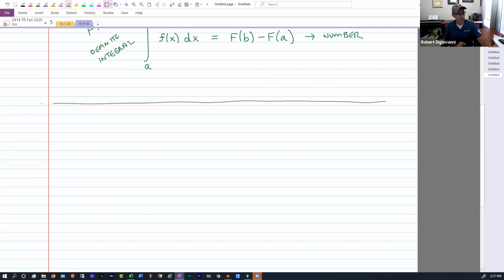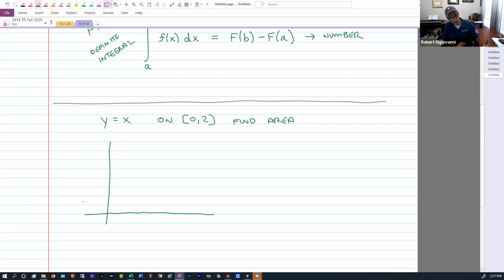I'm going to do a very simple one. y is equal to x on the interval 0, 2. Find the area. All right, I have to move fast because I have 2 minutes. Do we all know what y equals x looks like? That's y equals x, right? I only want to look at the interval 0, 2. I want to find the area underneath that.